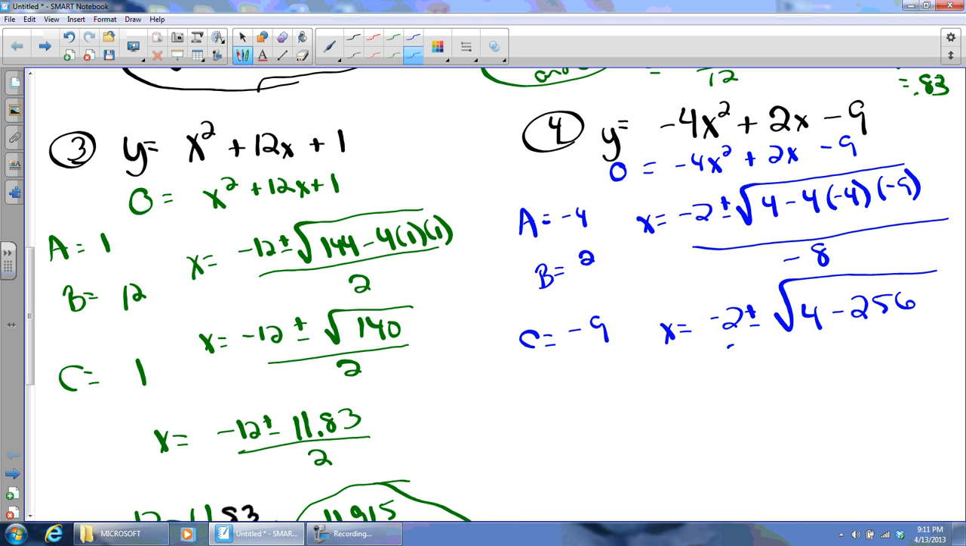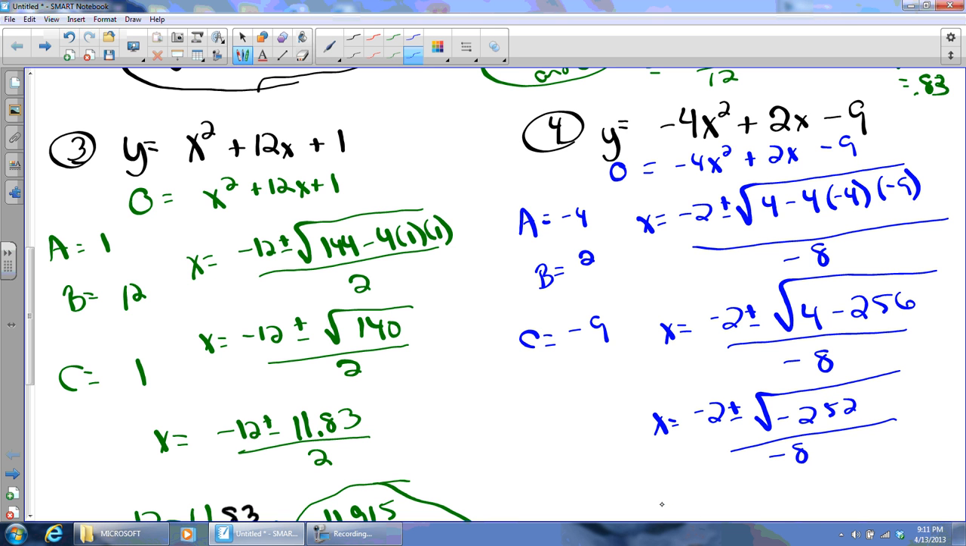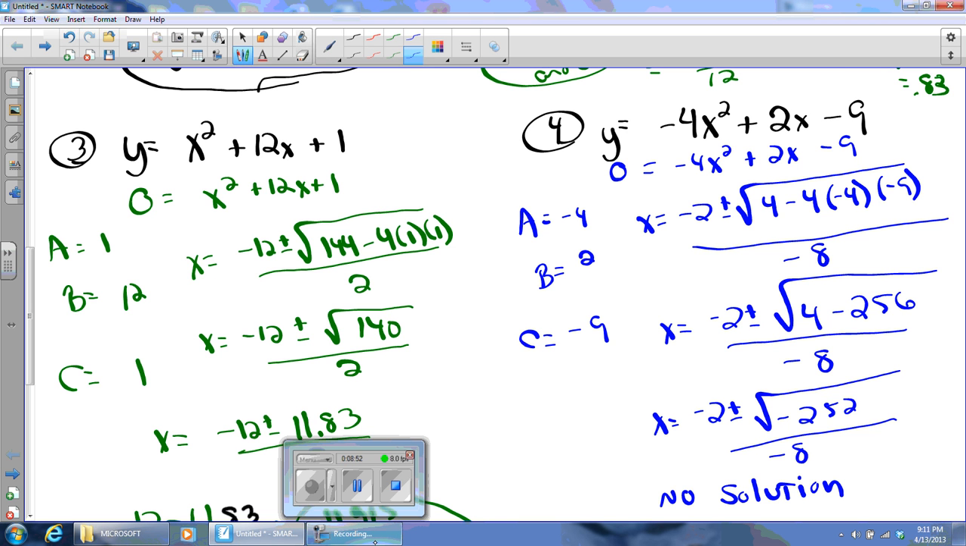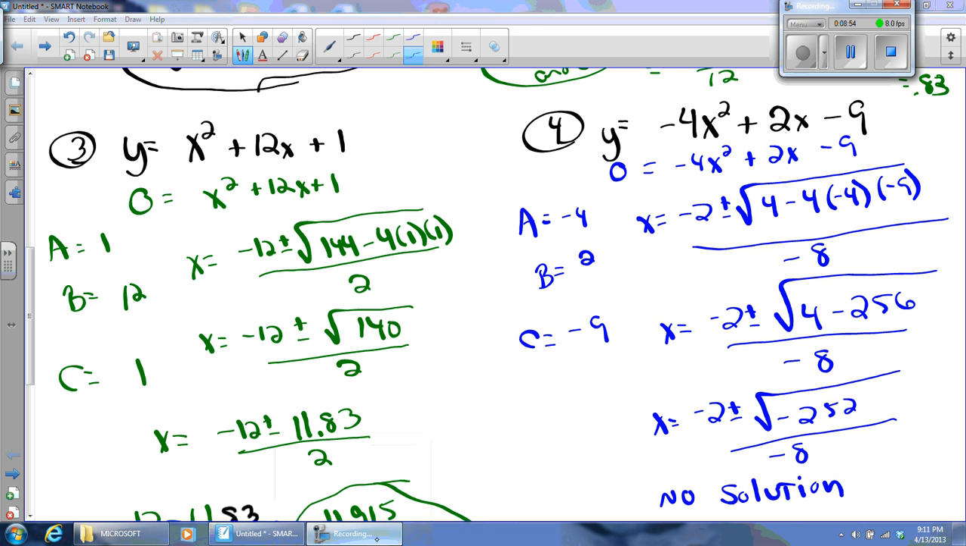Yep, that's going to be no solution because what's going to happen is I'm going to get this negative 2 plus or minus, and underneath the square root, I'm going to have a negative 252. And you can't take the square root of a negative. So this is another example of no solution. Okay, now just because we can't solve doesn't mean we couldn't graph the equation. It would be an upside down parabola, and it would not cross the x-axis, so the vertex would be below the x-axis.